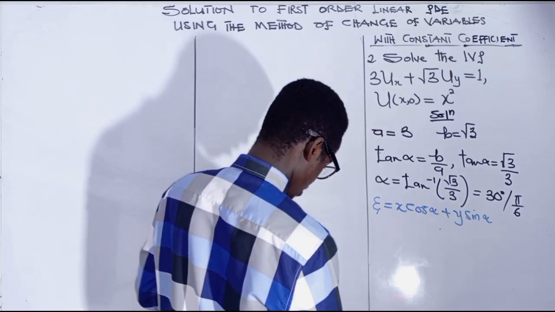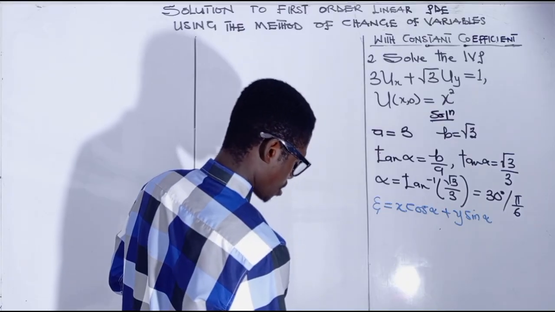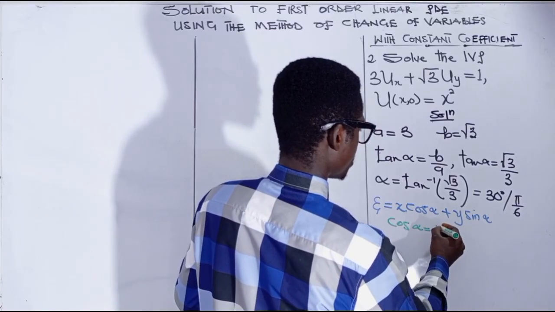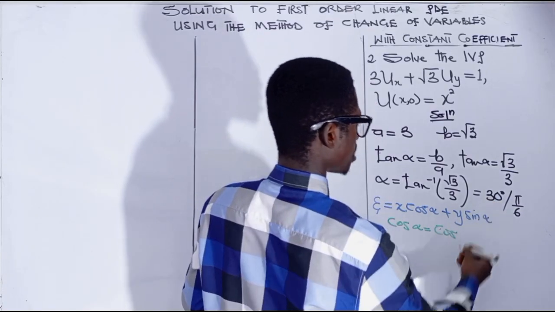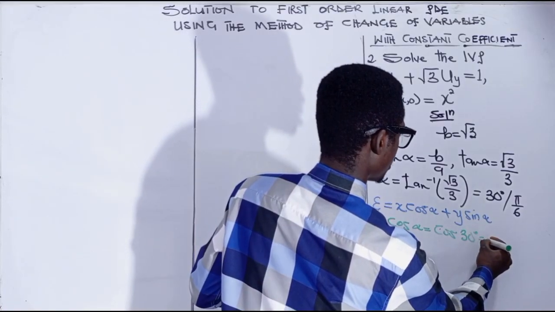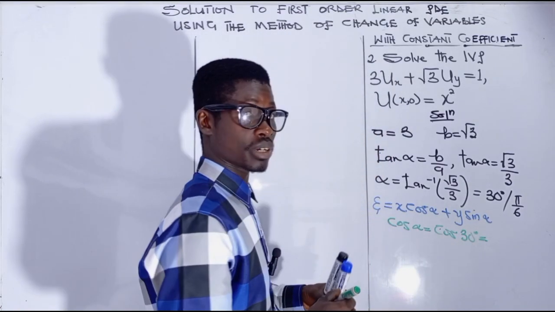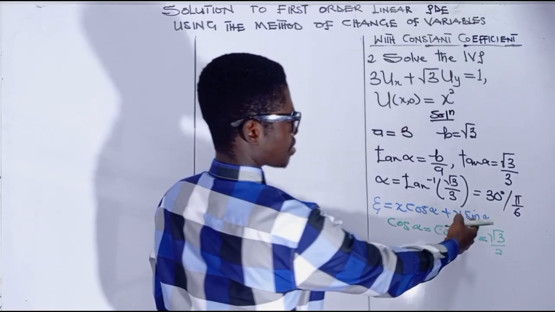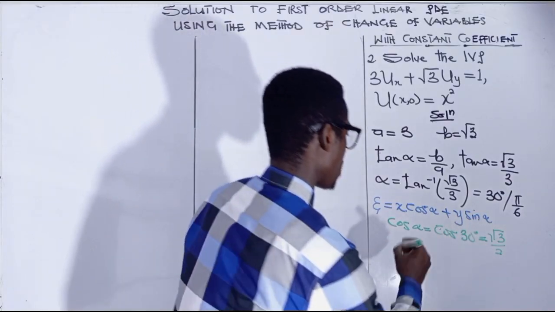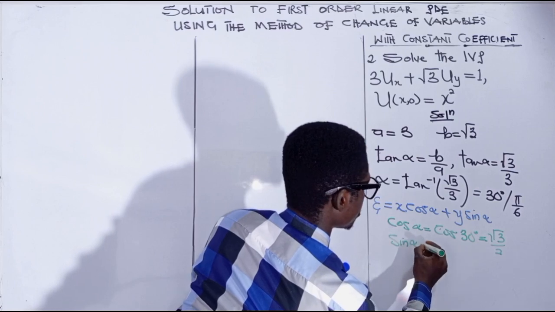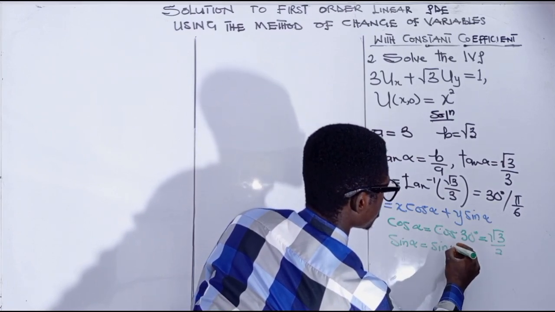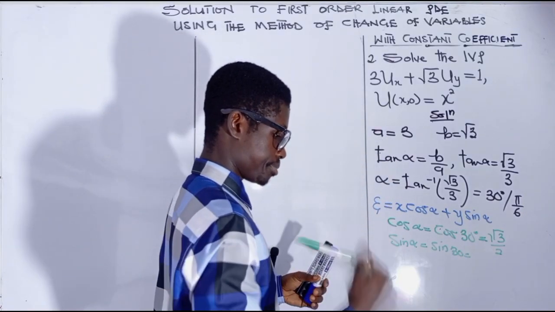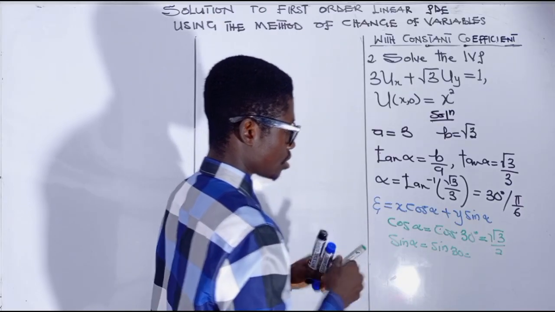From here, cos alpha is given as cos of the angle, and the angle is 30 degrees. When you put cos 30 degrees on your calculator, you are going to get root 3 all over 2. Now since we have sin alpha here, let's also look for sin alpha. Sin alpha is equal to sin 30, and when you punch sin 30 on your calculator, you are going to get 1 over 2.